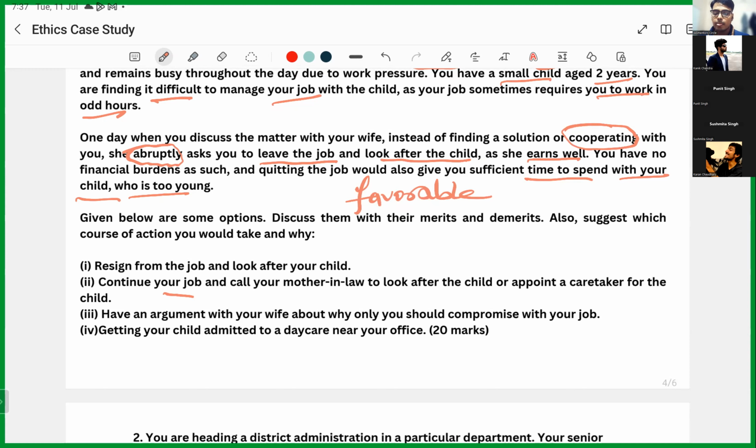Second, I'm just talking about the demerits. This question has merits as well. Second, again, confrontation will increase because this was not the option given. Even though she was in a bad mood, she did not give you any other option. So it's better to discuss and deliberate before coming to any conclusion.